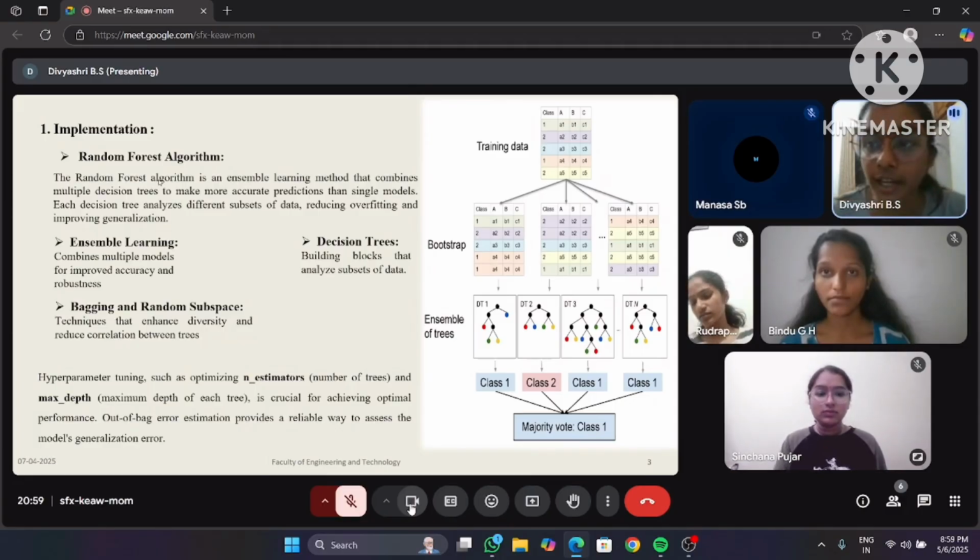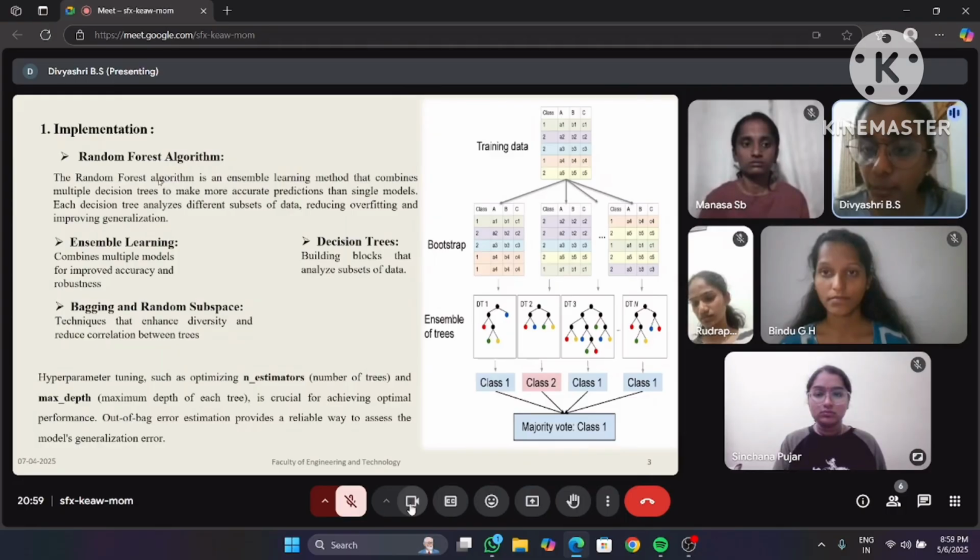Now coming to the training data, it has been divided into the classes A, B and C, and the bootstrap is used to train the model. The bootstrap is divided into an ensemble of trees, that is decision tree 1, decision tree 2, decision tree 3, and so on up to decision tree n, which are trained on the bootstrap samples. The decision trees classify into classes, and the majority vote goes to class 1.